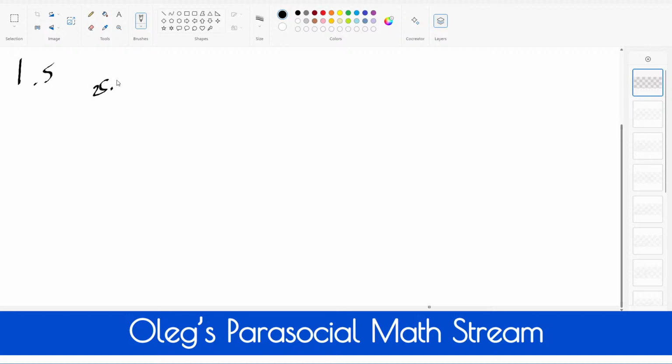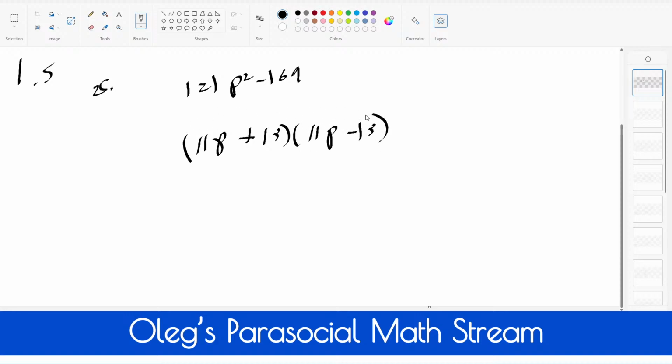25. That's a difference of squares. If there's two numbers, it's a difference of squares. So that's going to be 11p plus 13, 11p minus 13. All right? Okay, that's the answer. Okay, yep, that's the one.